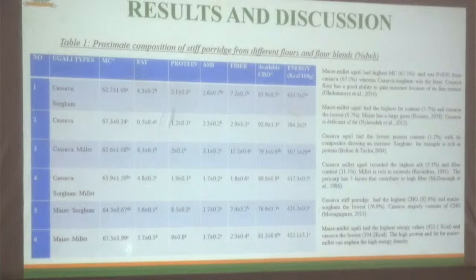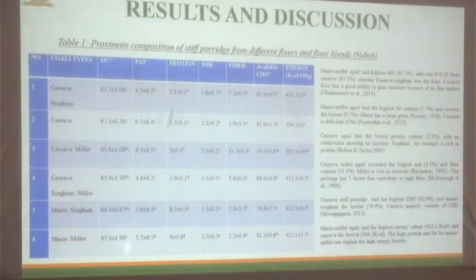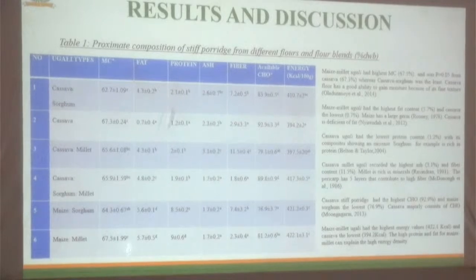Cassava barley had the lowest protein content, with its composites showing an increase. Sorghum has been shown to have high protein content, and this would explain why the various cassava composites had an increased protein content. Additionally, cassava has also been shown to be deficient in protein.